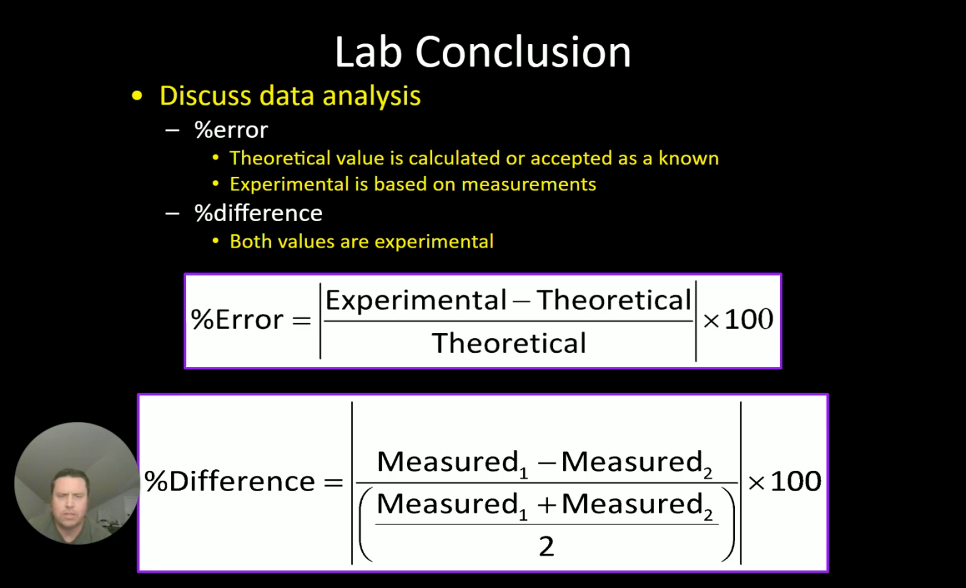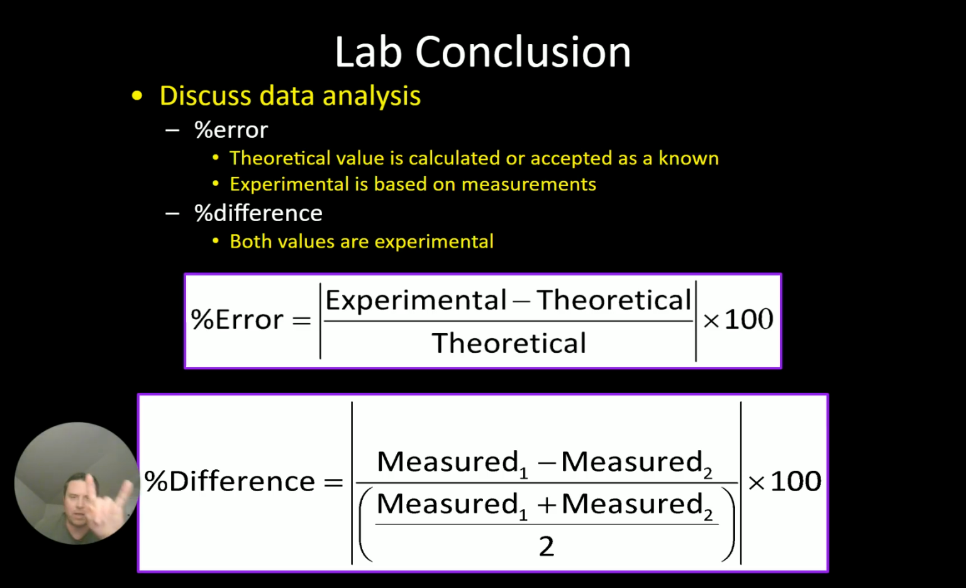Why do we have two ways of analyzing data? There's more ways than this, but the percent error. When you do percent error, it's because you're comparing your experimental, which is your measured value, what you get from the lab, to an accepted value that we know as fact. We know it's this number or around this number. So in that case, that's when you use percent error.